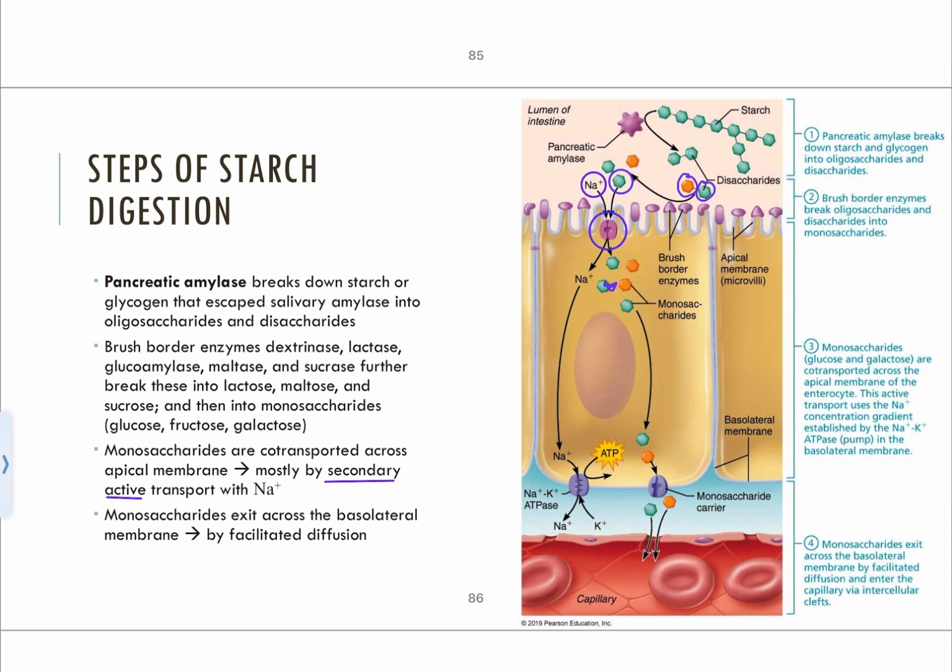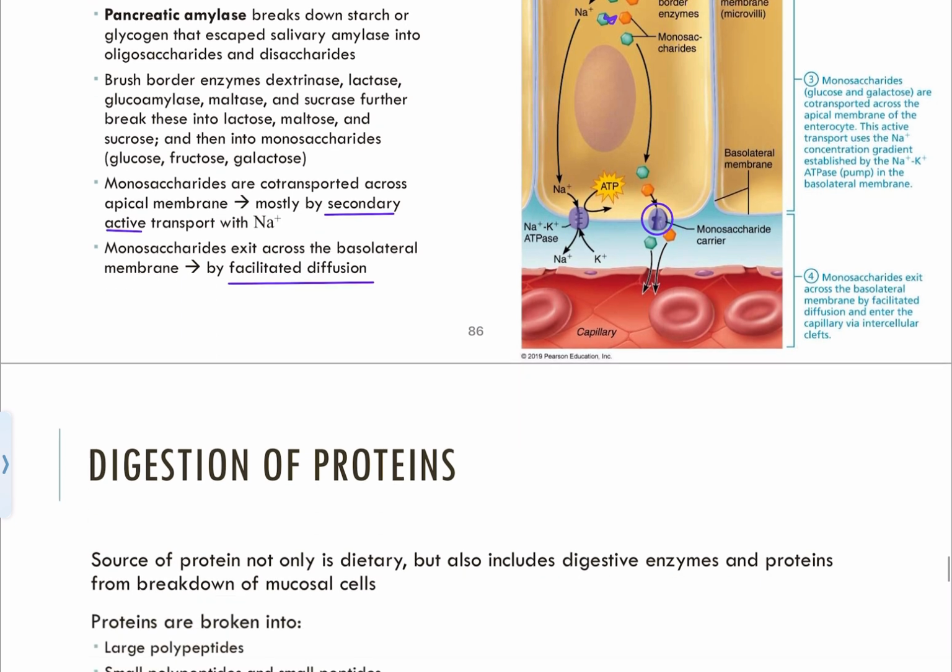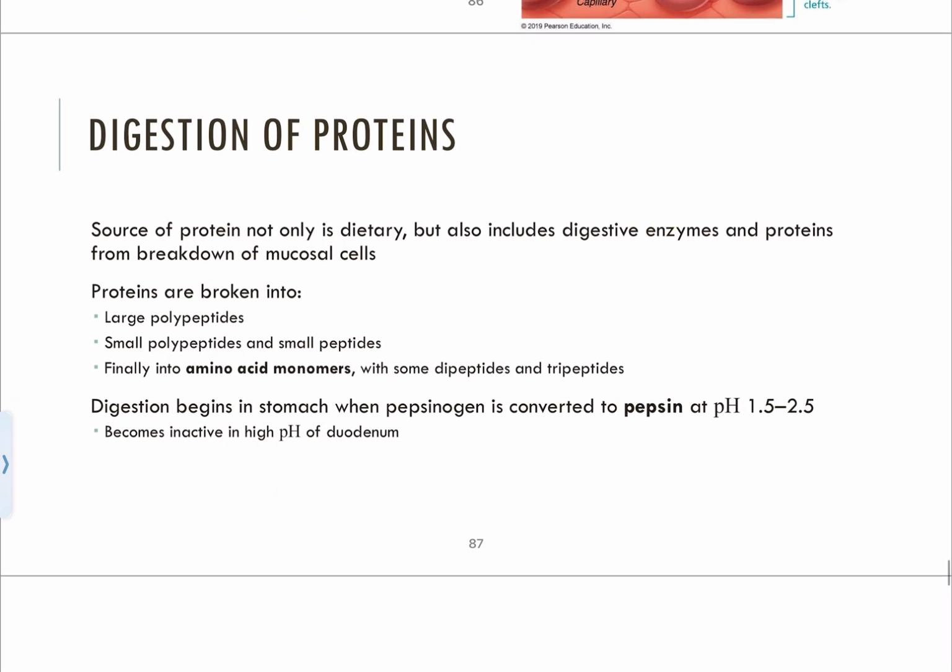Once it's inside the enterocyte, it's going to exit the basolateral surface at this transport protein right here. It doesn't need to be co-transported with anything. It's just going to simply diffuse across the plasma membrane through this channel. So that's going to be facilitated diffusion. Eventually, the monosaccharides will enter the interstitial fluid and then into our bloodstream.